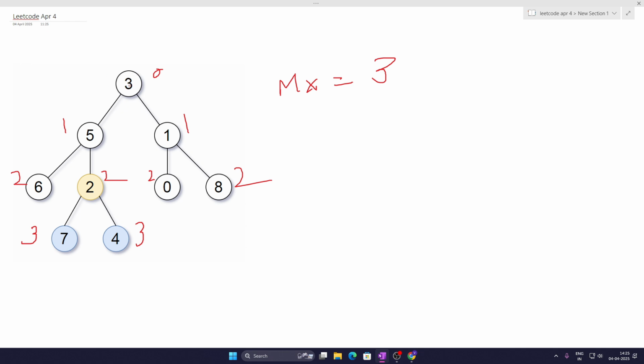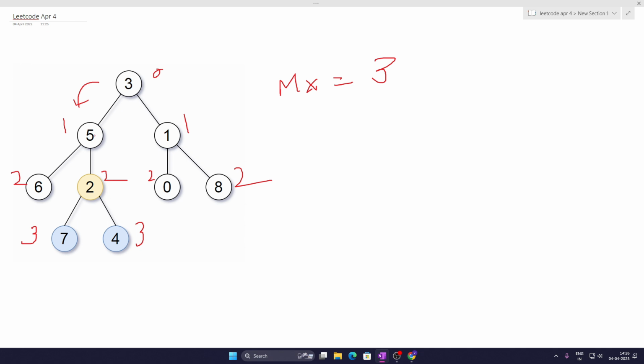Starting at this node 3, what is the depth of this node? It is 0. Is it equal to maximum? No, it's not. Then we will go first to the left subpart, and then we will go to the right subpart. We will explore each and every node in the tree so that we can get the answer without failing at edge cases. So first we start at this node. What is the depth of you? In this case, it's 0, and what is the maximum depth? It's 3. So it's not. Then we will go for its left subpart.